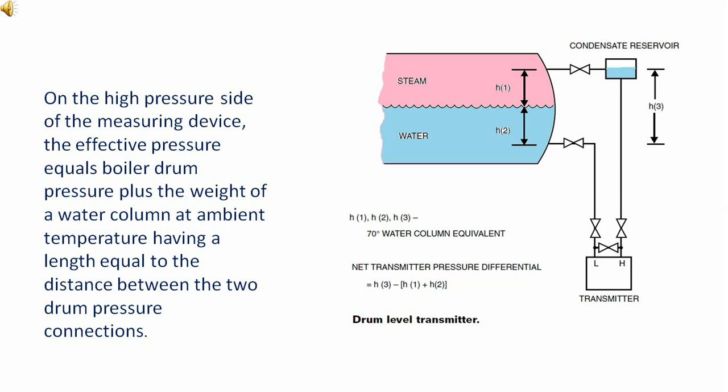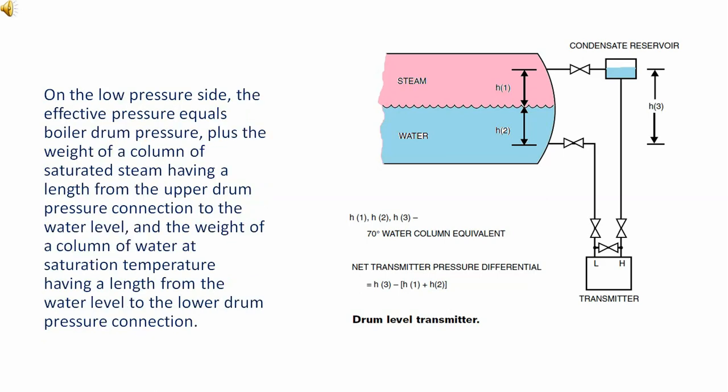On the high pressure side of the measuring device, the effective pressure equals boiler drum pressure plus the weight of a water column at ambient temperature having a length equal to the distance between the two drum pressure connections. On the low pressure side, the effective pressure equals boiler drum pressure plus the weight of a column of saturated steam having a length from the upper drum pressure connection to the water level and the weight of a column of water at saturation temperature having a length from the water level to the lower drum pressure connection.